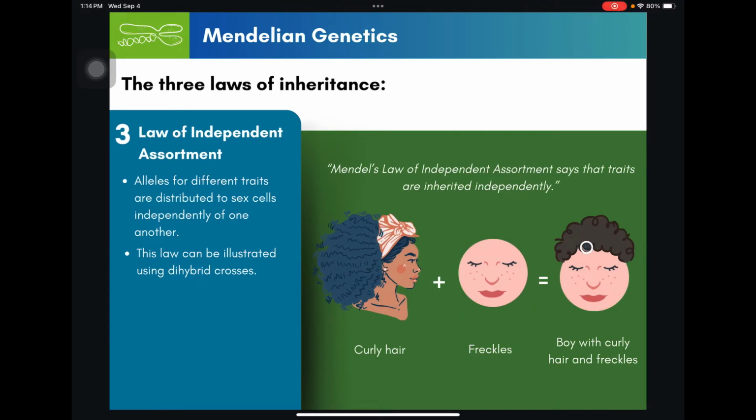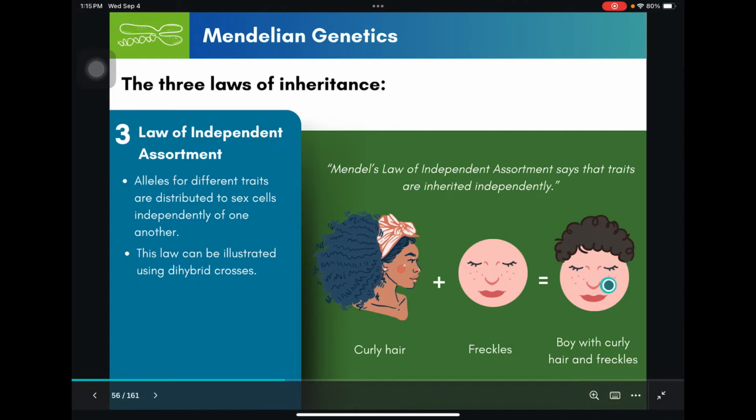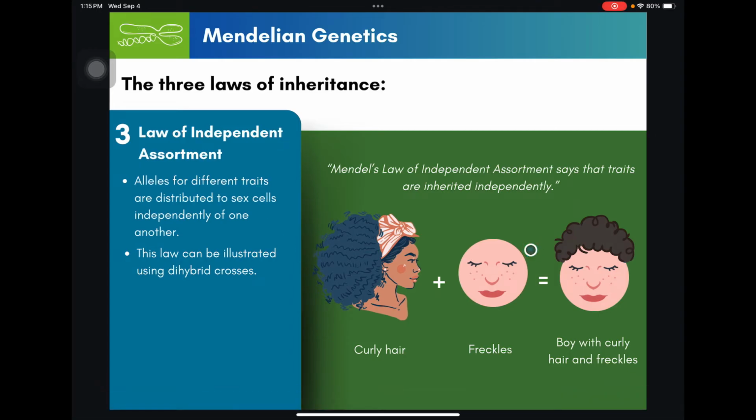The law of independent assortment, to summarize, states that traits are inherited independently and these traits never come in a group. So for example, if your mom has curly hair and your dad has freckles, the resulting offspring could be a boy with curly hair and freckles. So these traits are inherited independently and they do not come in a group.